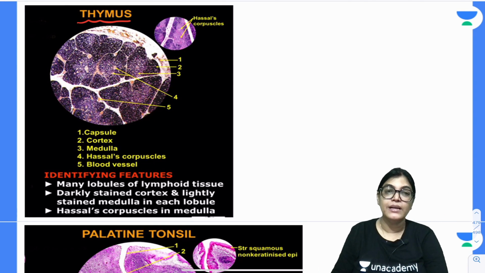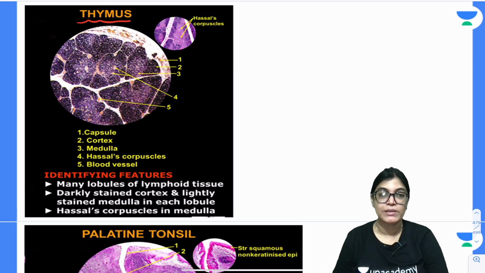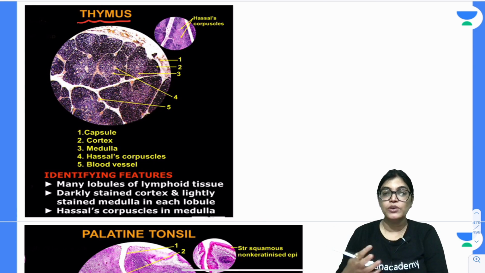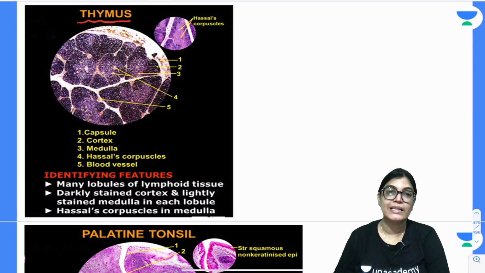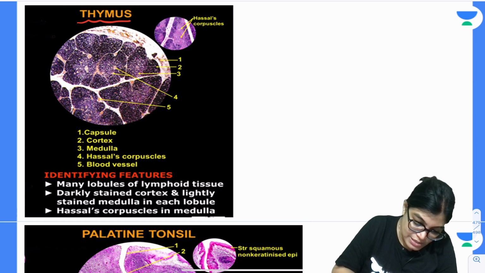Thymus gland slide. The thymus gland is a primary lymphoid structure. It has an outermost fibrous capsule, and along with it, it will have a cortex and medulla. When you see the interior of the medulla, there are Hassall's corpuscles. So, this is the thymus gland, as you can see here.